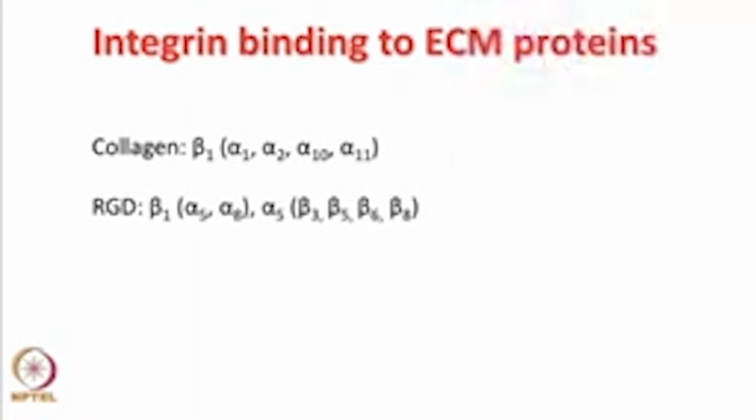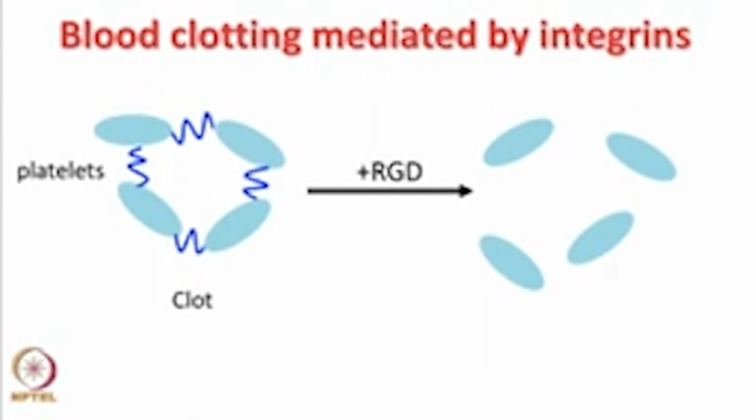Okay. So, one of the most important functions of integrins was found in the case of mediating blood clotting. What I have depicted here is platelets or white blood cells which are connected by these blue spring-like structures.